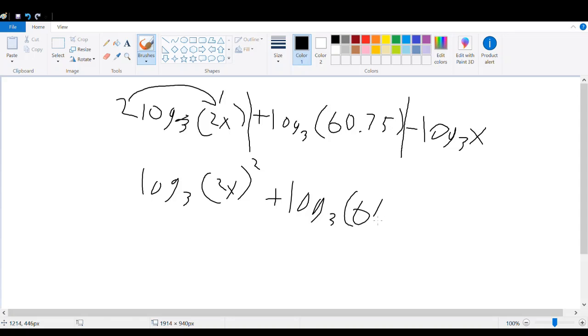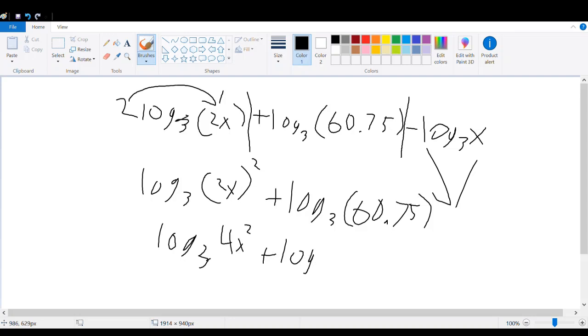I already started writing it out. Ugh, I'm lazy. Okay, and then that's the same thing. I'm going to distribute that power of 2, because it's one term, I can just distribute it into each part of the term. So log base 3 of 4x squared, and that squared is only applying to the x, plus log base 3 of 60.75 minus log base 3 of x.